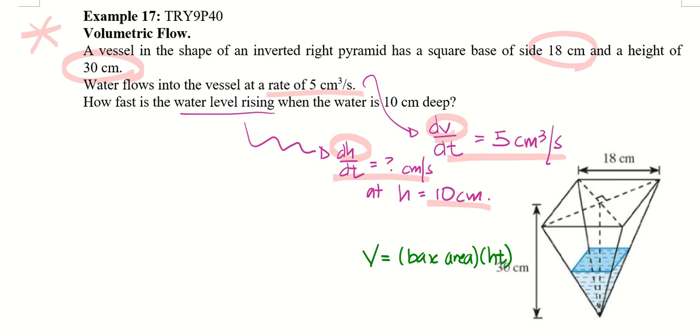I do agree with you. So plus 1/3. Oh no, multiply by 1/3. So it's 1/3 base area. Now what is my base area? It's a square, right? So let's say hypothetically, one side is x. It's going to be 1/3 x square h.